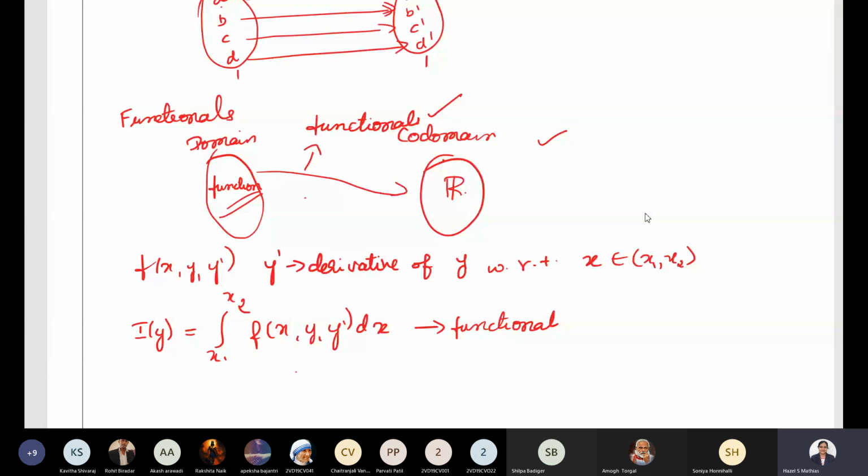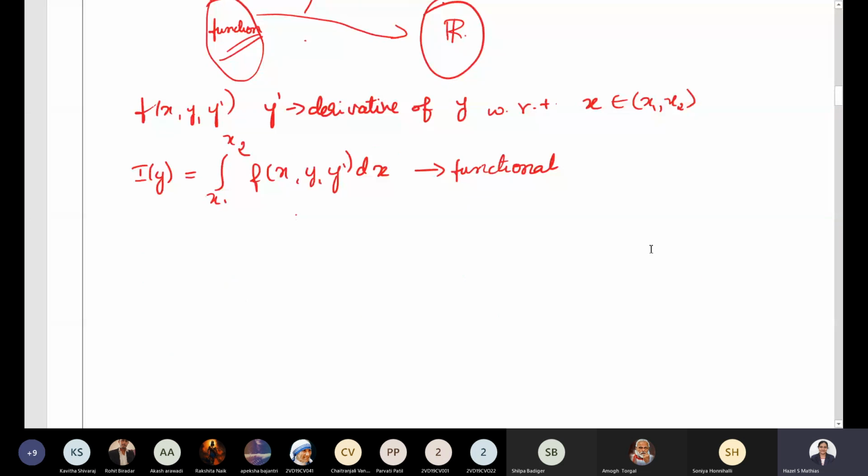Now there is a property of variations. Suppose there is a slight variation, where delta stands for variation, in dy by dx. This is nothing but the slight variation in the variable y. A slight variation in the derivative is equal to d by dx of the slight variation in y. This is one property which you need to remember.